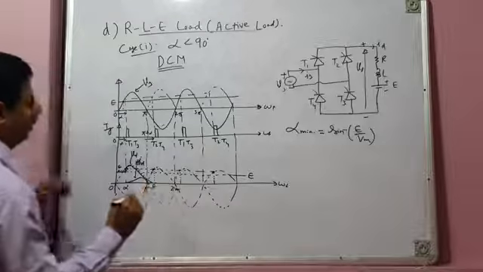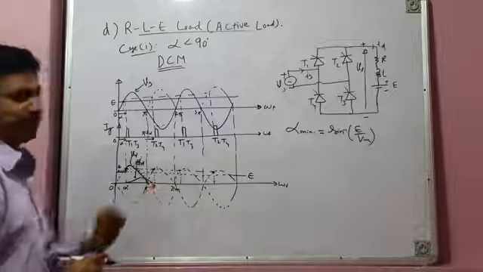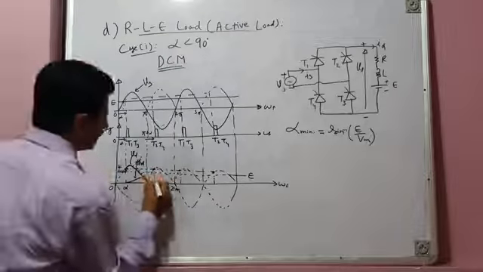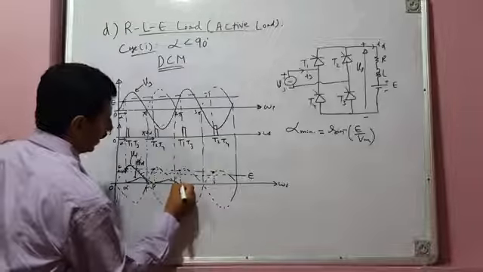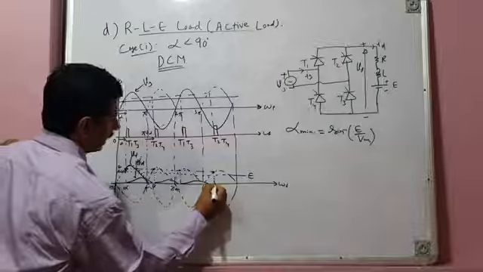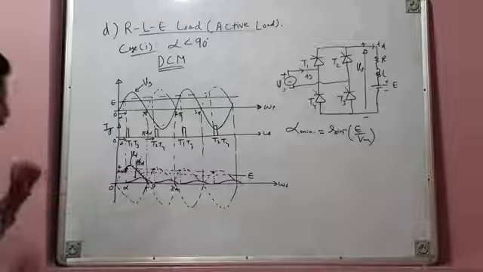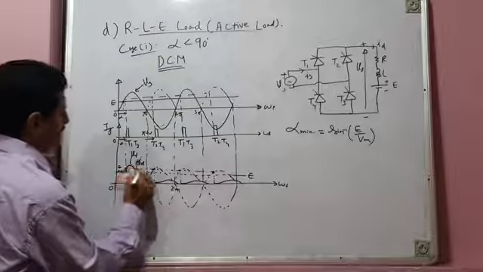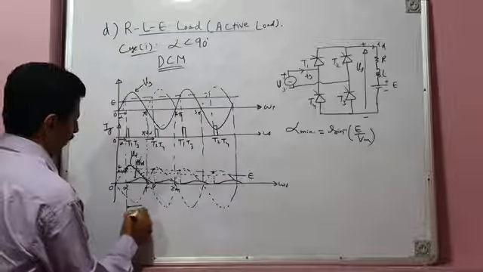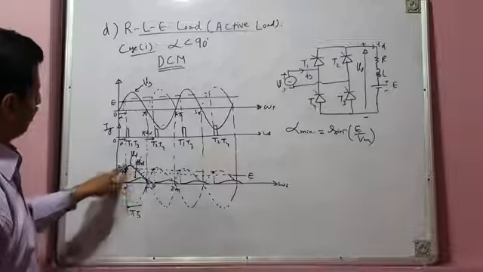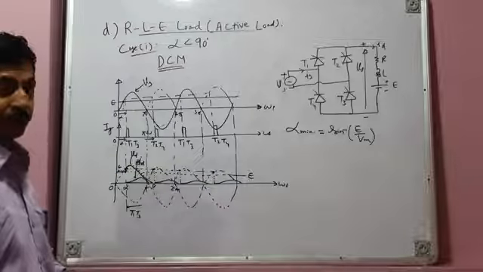Since we are assuming discontinuous conduction mode of operation, the current becomes zero before the next instant of firing. When the next instant of firing occurs, current again rises, reaches maximum value, and then falls. Again it rises and falls. So this is the nature of the load current waveform. From alpha to pi, since the T1, T3 pair is conducting, load voltage is the same as source voltage, so it receives the remaining segment of the positive half cycle of source voltage from alpha to pi.